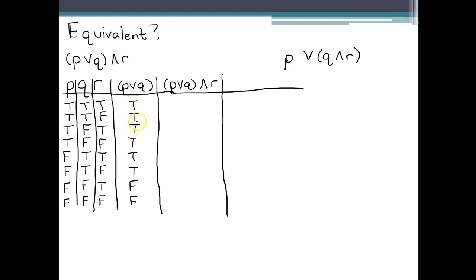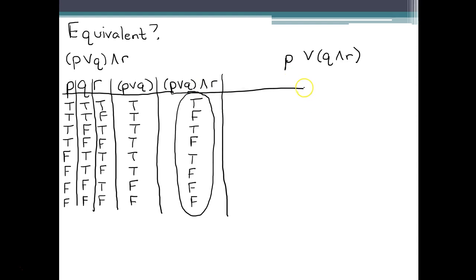We already have the P or Q column right here, and then we got to do the and R. Remember, and they both have to be true to be true. So we got true, false, true, false, true, false, false, false. Okay, so this is the final column for that statement.